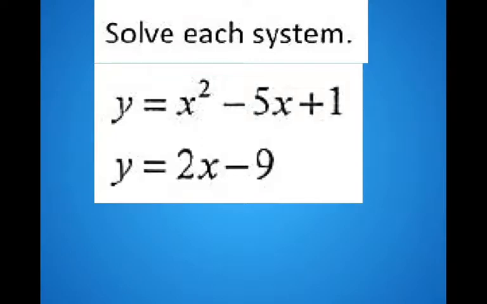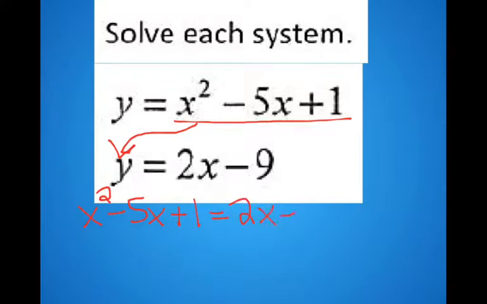And okay, so now we want to get into solving the system. So we're going to use substitution for this. We're going to take this quantity and plug it in for the y. So it's going to be x squared minus 5x plus 1, set equal to 2x minus 9. Then we're going to solve for x by moving everything to one side. So we're going to subtract 2x from each side.